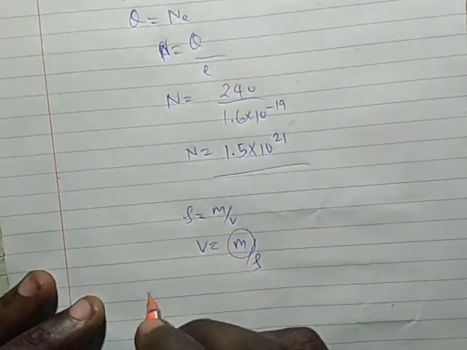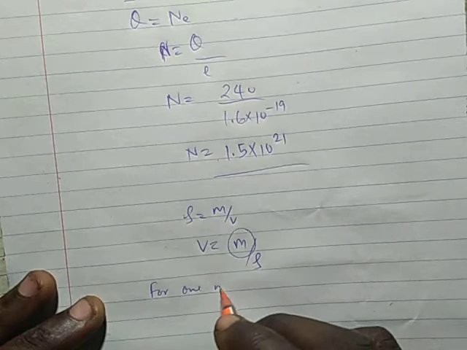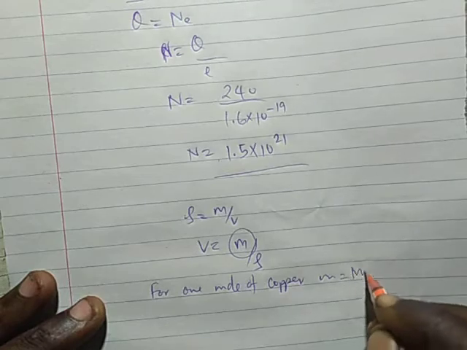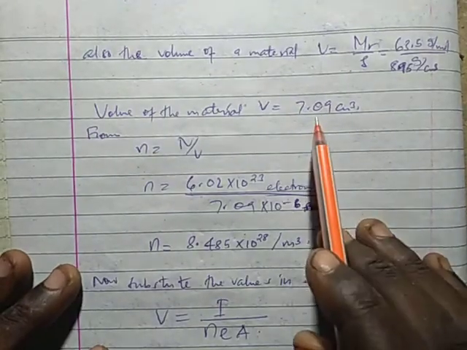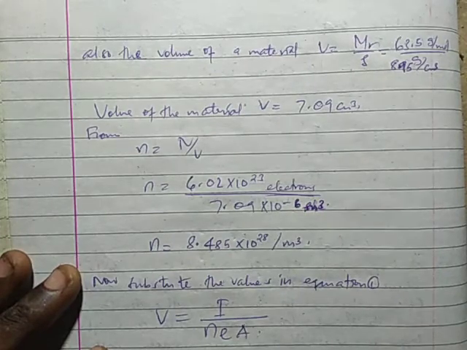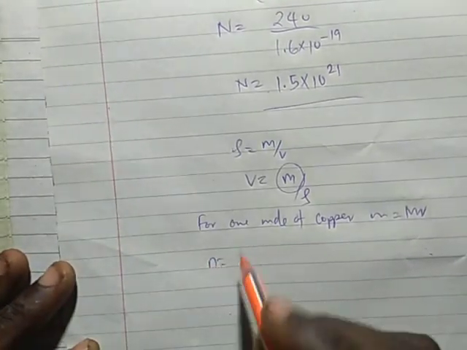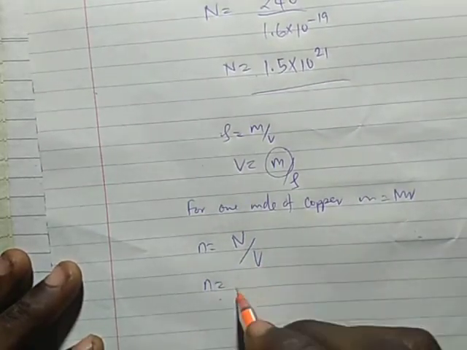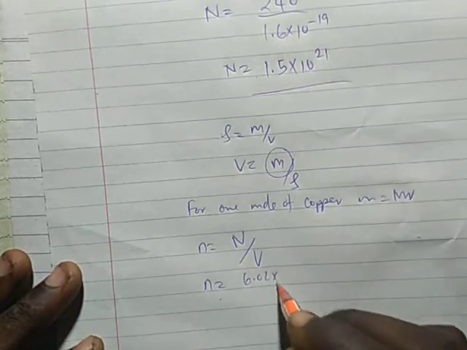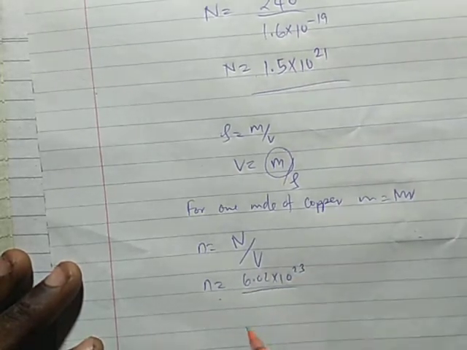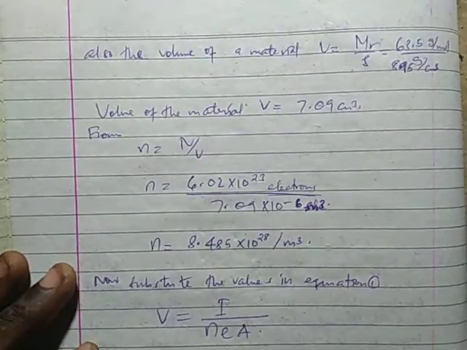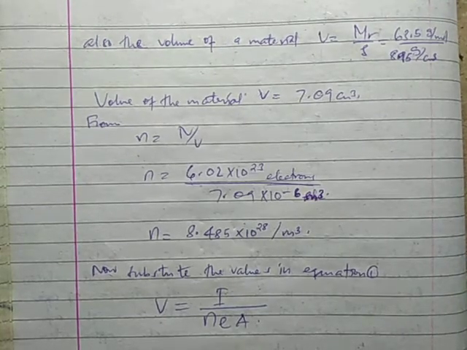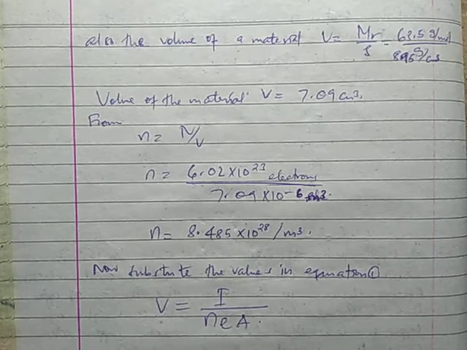Sasa if we have 1 mole, for 1 mole of copper, mass itakuwa sawa na molar mass. So to get the volume of material itakuwa ni ile pale, ambayo sasa ili tuweze kupata the quantity n is equal to number of electrons divided by nini? By volume. So quantity n itakuwa number of electrons, which is 6.02 times 10 power 23, then divided by volume ambayo tutakuwa tumeipata by calculation. Hapo tutakuwa tumepata 0.9 cm cube, ambayo tunatakiwa tuibadilishe kwenda kwenye meter cubic.